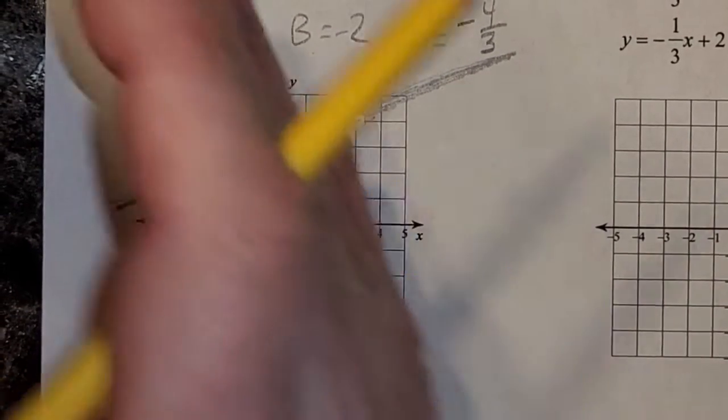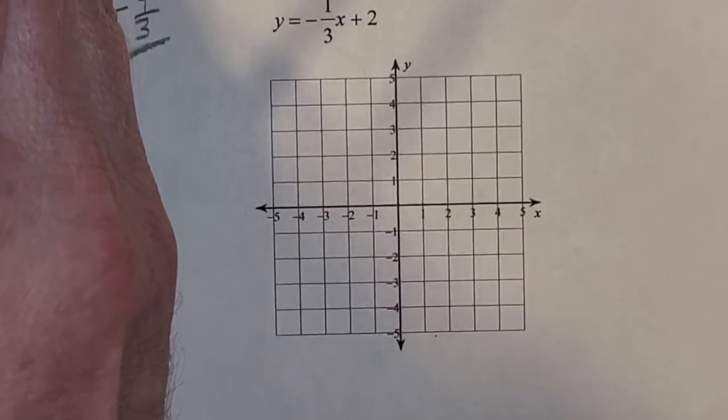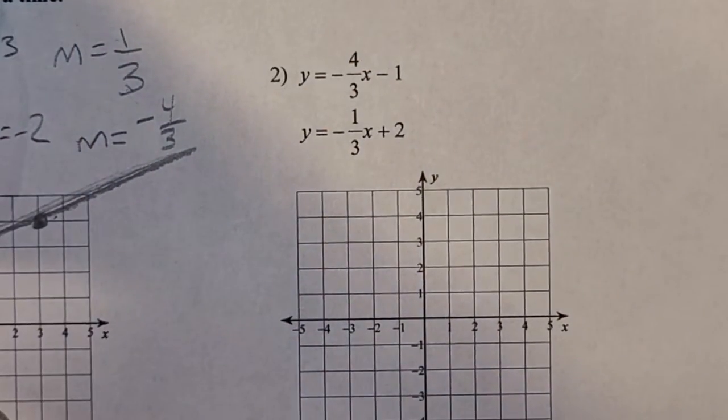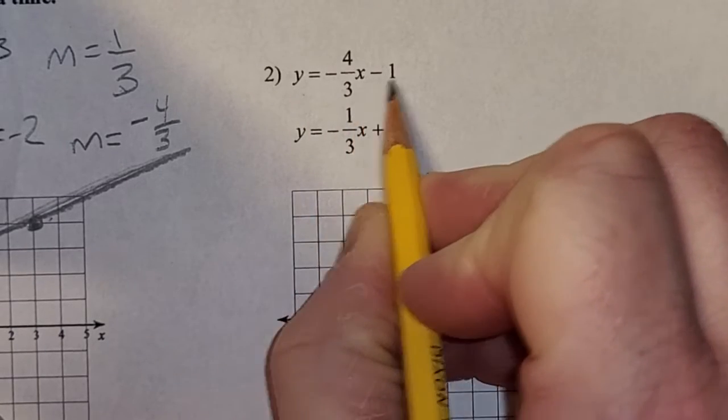All right, we're going to do one more. This is number 2. Okay, so y equals negative 4/3 x minus 1.